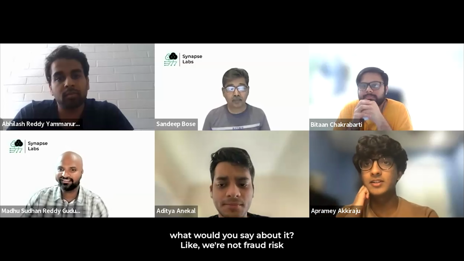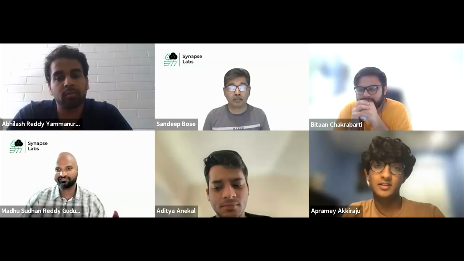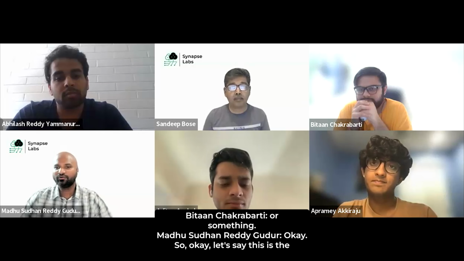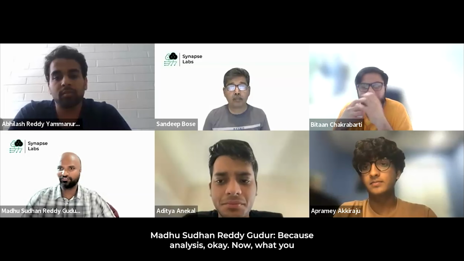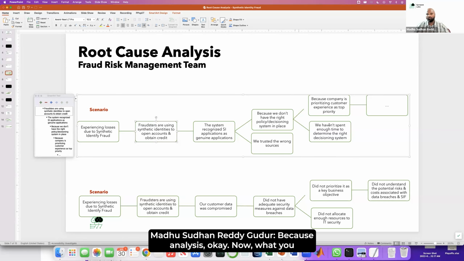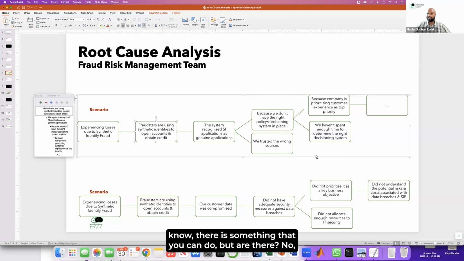Like we're not fraud risk anymore, we're just doing a general root cause analysis as a company executive. Okay, but let's say this is the end of your root cause analysis. Now, what you need to do is look at the leaves or the endpoints of each one of them and see if there is something that you can do over there. No, because the company is prioritizing customer experience as the top priority.